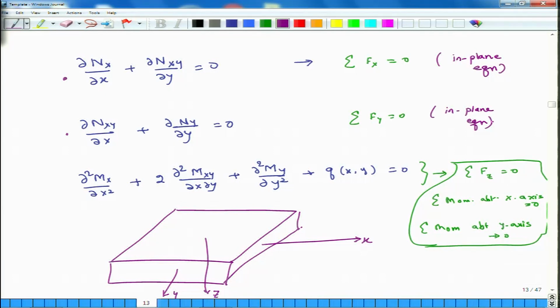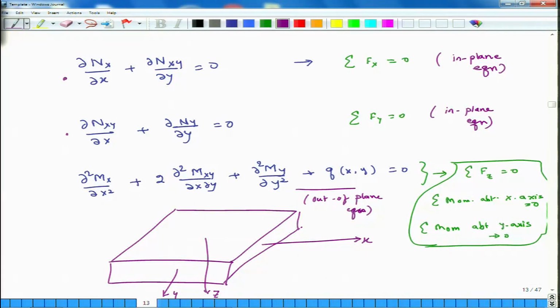In plane equation. But all the remaining three equations, which are sum of fz is equal to 0 and moments, see these moments were about x axis. So, if there is something about x axis, the moment will be out of the plane, and similarly moments about y axis will also be out of the plane, and fz is also out of the plane. So, this third equation is out of plane equation. This is out of plane.